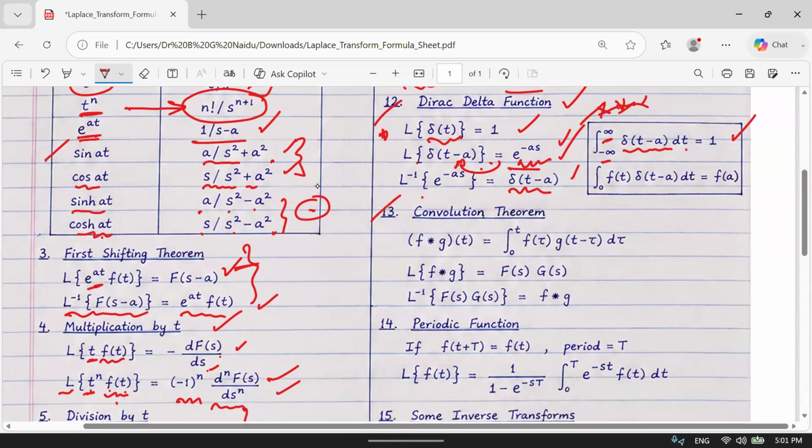Another one is the convolution theorem. When there are two functions, let us say f of x and g of x.